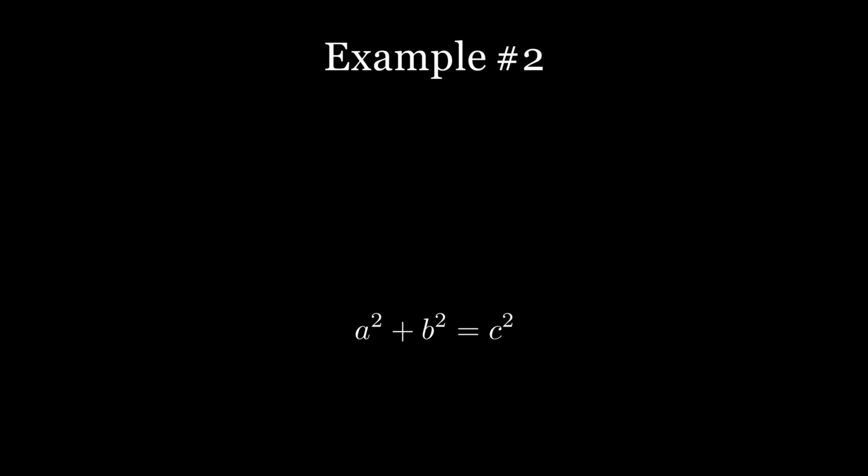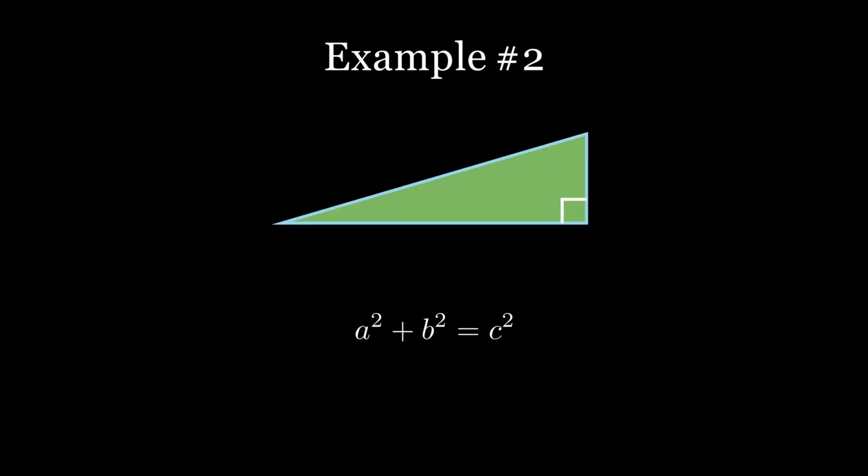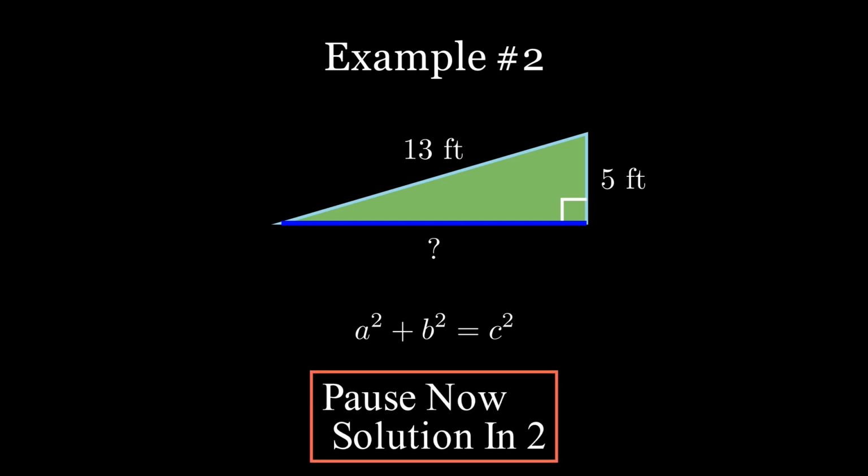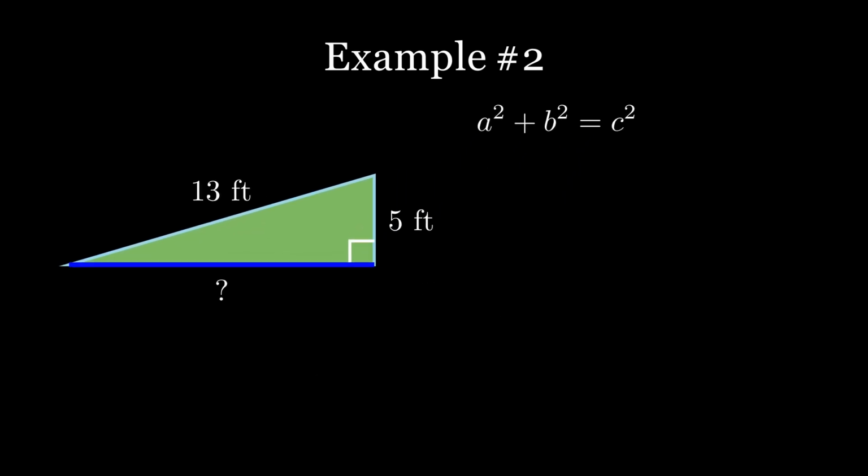Here's another problem. The hypotenuse of this triangle is 13 feet long. One of its side lengths is 5 feet long. What is the length of the remaining side? I'll give you a moment to think about this question. The solution is pretty simple. We just need to reverse the formula.